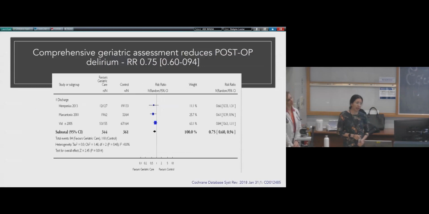And then we also know that early involvement of geriatric medicine, and the opportunity for us to perform the comprehensive geriatric assessment, reduces the post-operative delirium incidence. And this is a Cochrane review looking, again, at surgical services, mostly driven by the orthopedic surgery environment.